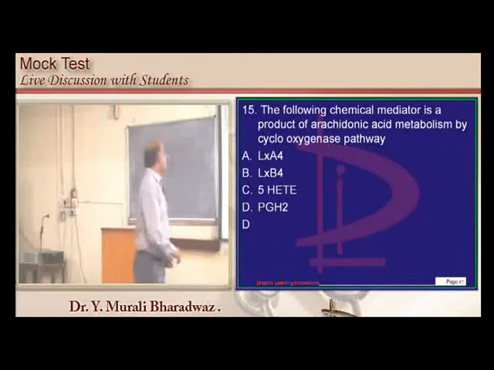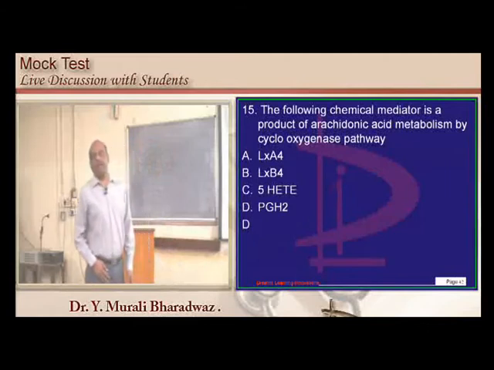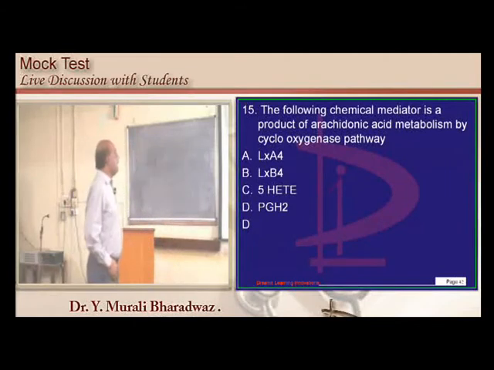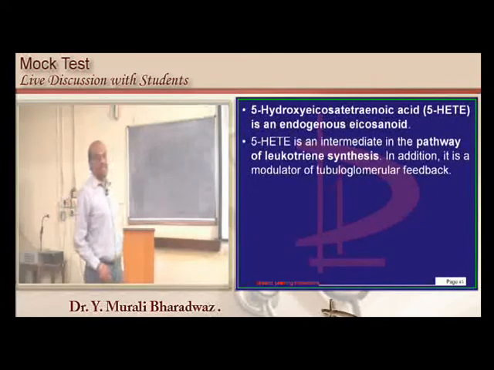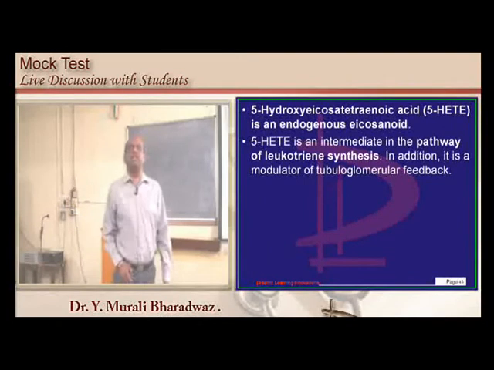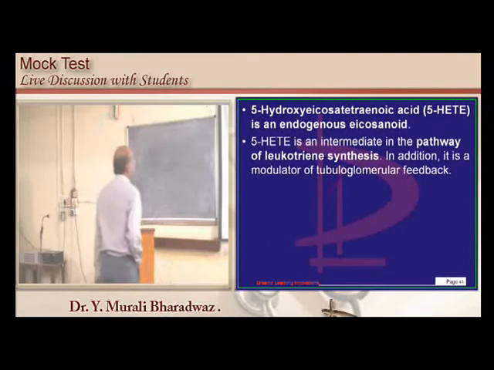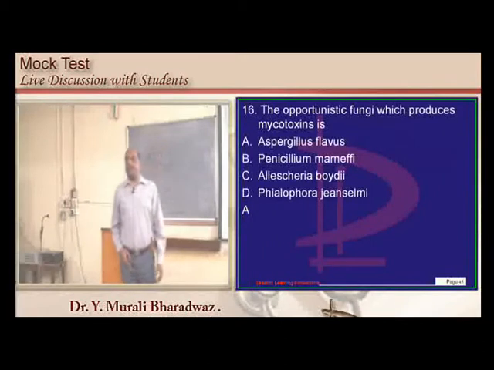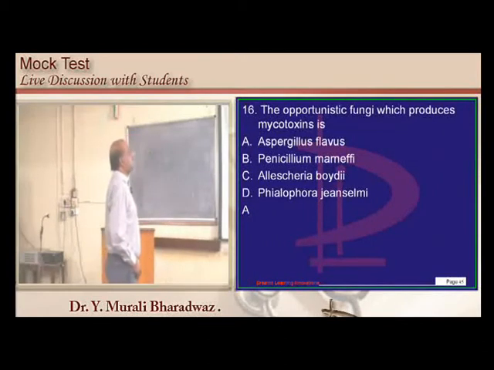Now you all know PGH2, prostaglandin or cyclooxygenase. But what is this 5-HETE, doctor? 5-hydroxyeicosatetraenoic acid, an endogenous eicosanoid, which is also a lipoxygenase derivative, is what we need to remember. Aspergillus flavus is the one which produces the mycotoxin, which needs to be remembered.